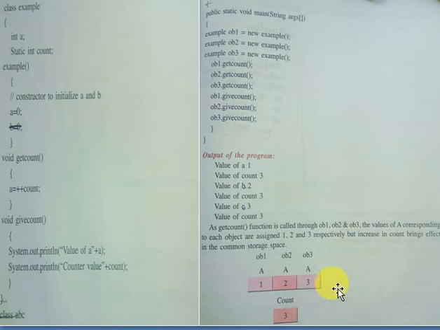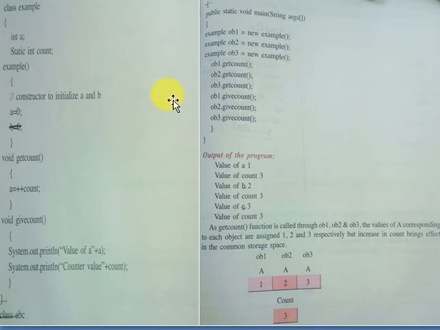Then Example ob2 = new Example. The second object is created. When the second object is created, it will have its own memory location for a, that also is 0, but a new count will not be created. Example ob3 = new Example.